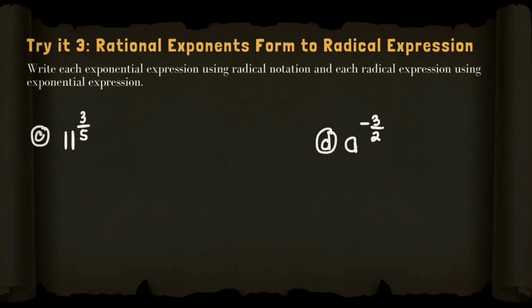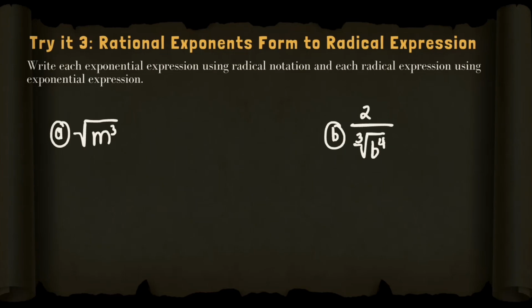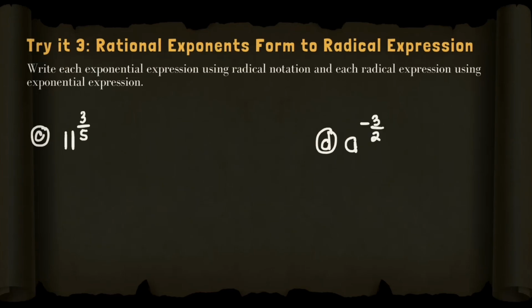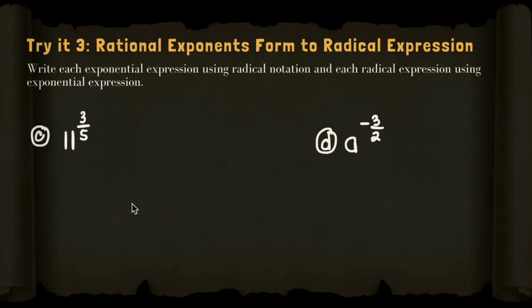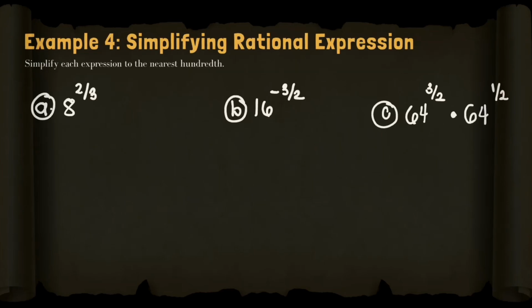Of course, meron pa yan, isa pang example. Okay, again, ito yung AB, ito yung CD. So you will write rational exponents form to radical expression or vice versa. Okay? This one, ito naka-radical siya. Gawin niyo siyang rational exponents. This one, naka-rational exponents, gawin niyo siyang radical expression. Okay?